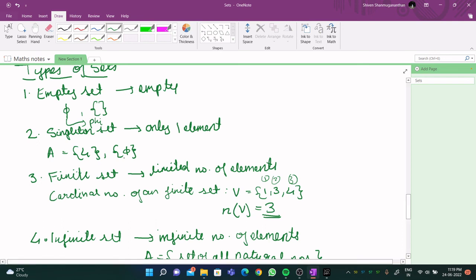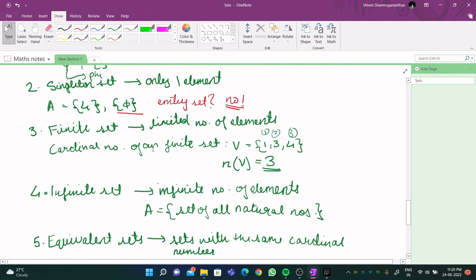So if someone shows you this notation right here, phi between curly brackets, and they ask you, is this an empty set? You will say no. Why? Because it's still within brackets. Due to a technicality it makes it a singleton set. So no, it's not an empty set.